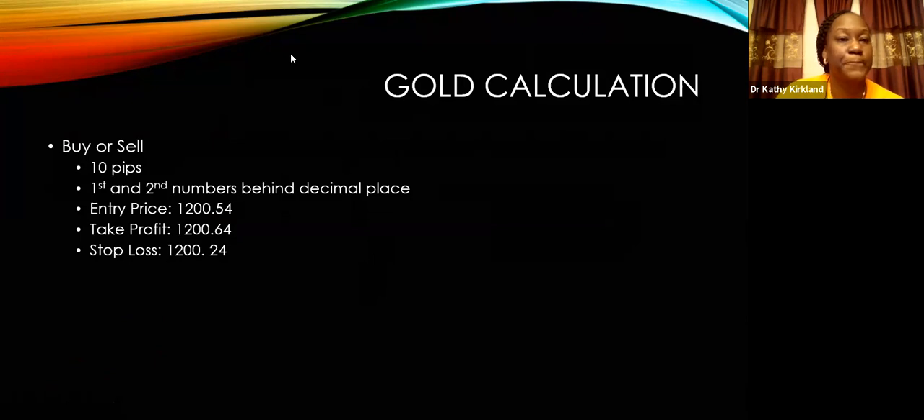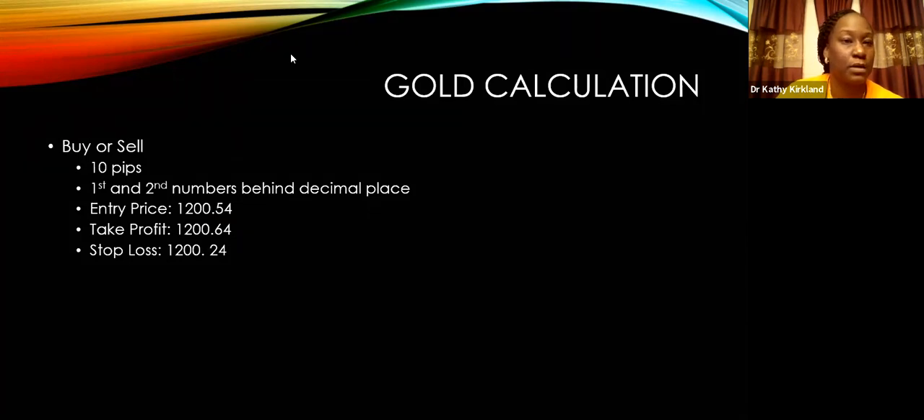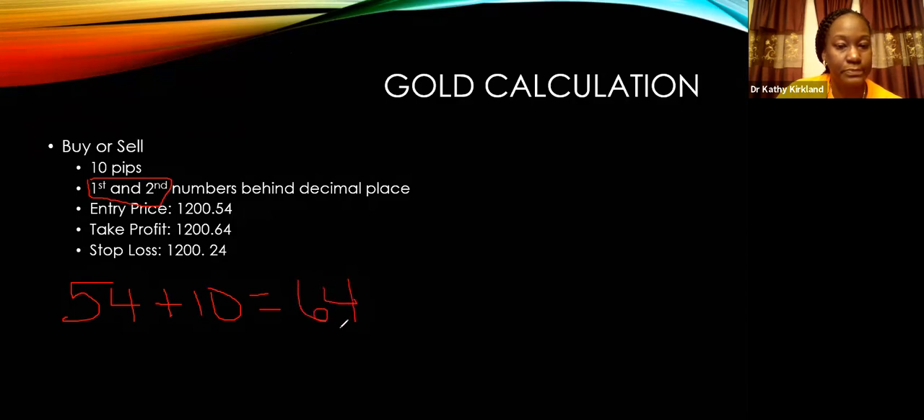You'll use the first and the second number behind the decimal place. So if you have an entry price of 1200.54, you're going to take the 54 and you're going to add 10 for a buy. And that will give you 64. You take the 64 and put it in the first and the second number behind the decimal.